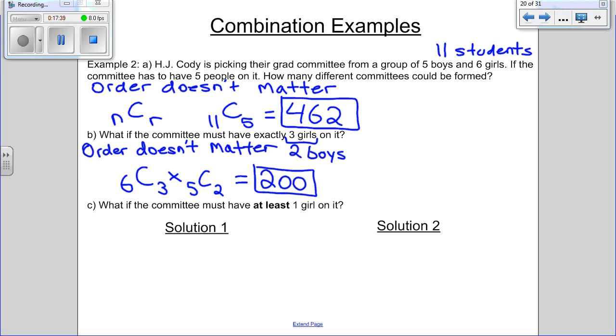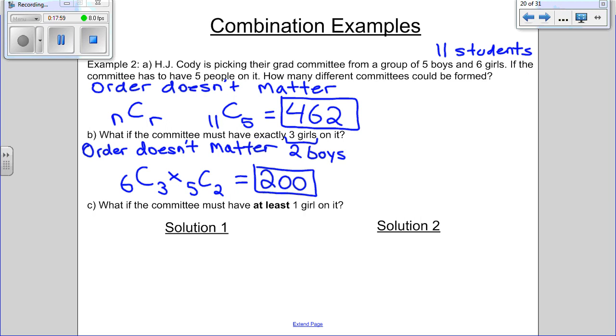That makes sense? If they affect the overall situation, multiply them. If they're separate situations which don't affect each other, you add them. All right, C. What if the committee must have at least 1 girl on it? This is where you're going to have situations that don't affect each other.